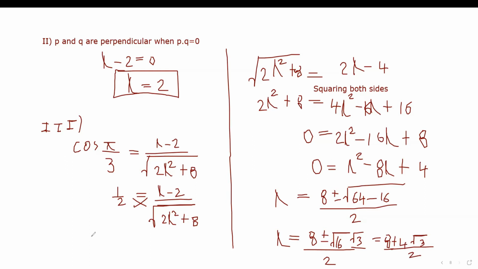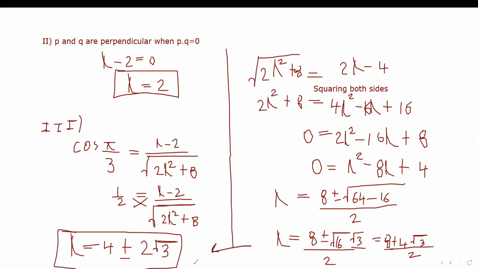So I'm just going to write the final answer right under here. So for part 3, the possibility is that lambda can equal 8 over 2, Marika. 8 over 2 is 4. So that's 4 plus or minus 4 over 2, which is 2, so it's 4 plus or minus 2 root 3. That's the possible values for lambda. 4 plus or minus 2 root 3.